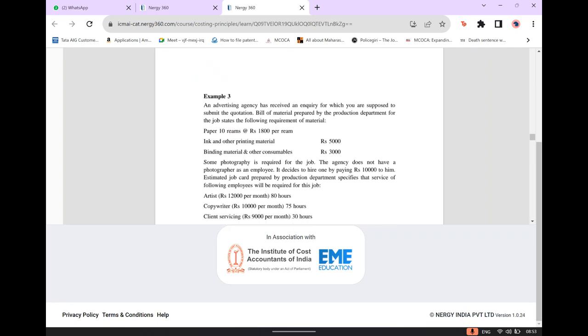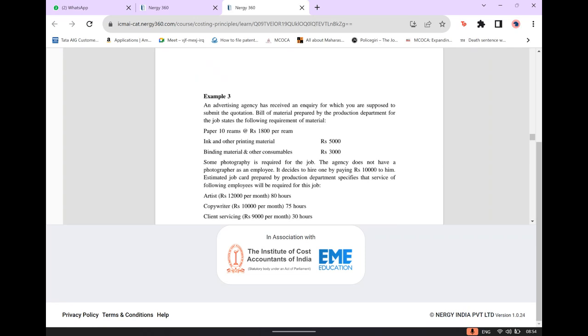Then this problem also we have worked out. An advertising agency has received an inquiry for which you are supposed to prepare a quotation. The bill of material prepared by the production department for the job states the following requirement of material. Paper: you have 10 reams at 1800 per ream, so 1800 into 10, 18,000 will be the paper cost. Ink and other printing materials, it is 5,000. And the binding material and other consumables, it is 3,000.